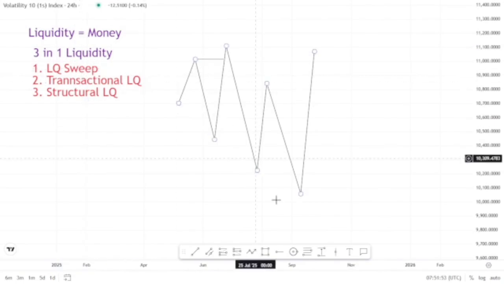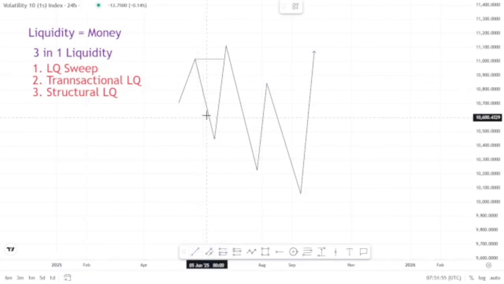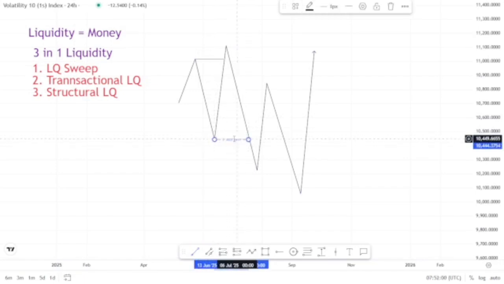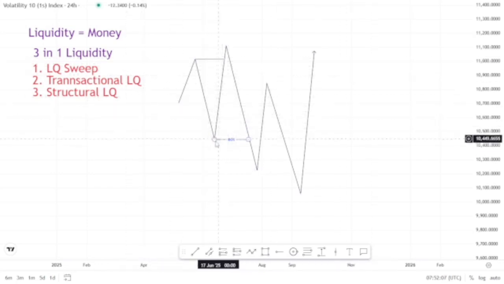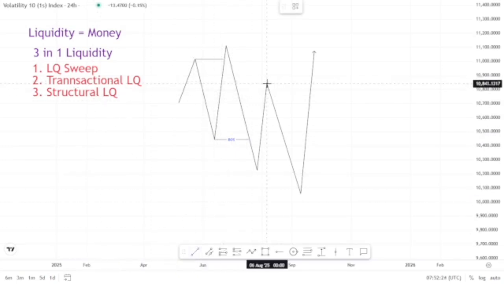After a sweep of liquidity, you are definitely going to get the first break of structure, BOS. What led to this first break is transactional liquidity. It is this move, this low here, that created that sweep of liquidity, that is termed transactional liquidity. So it is the one that caused the first break of structure. Then our structural liquidity, this is it here. After the first break of structure, that's where we get our structural liquidity.